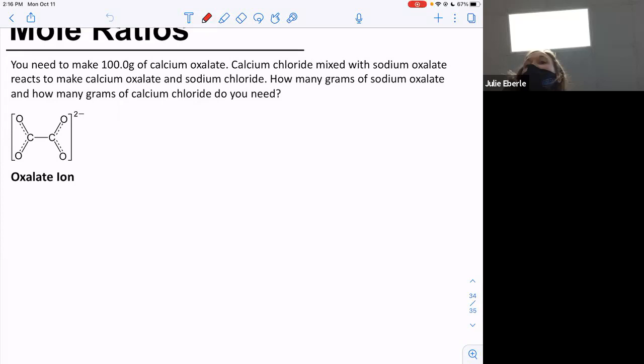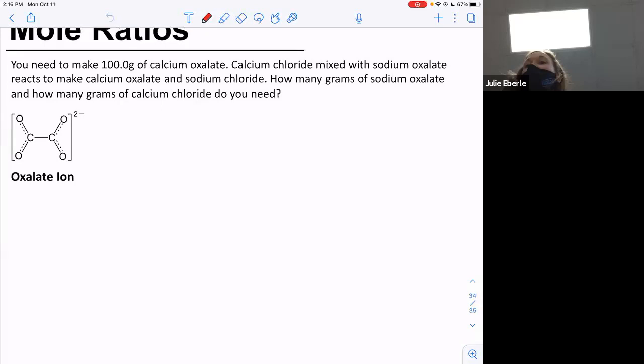So you need to make 100 grams of calcium oxalate. Calcium chloride mixed with sodium oxalate reacts to make calcium oxalate and sodium chloride. I should have been working on this on the iPad, because I just realized none of the people watching the recording can see any of it. Oh well. How many grams of sodium oxalate and how many grams of calcium chloride do you need?